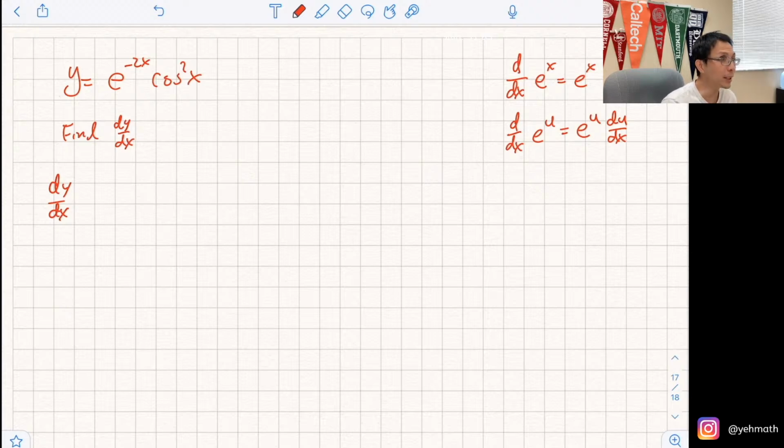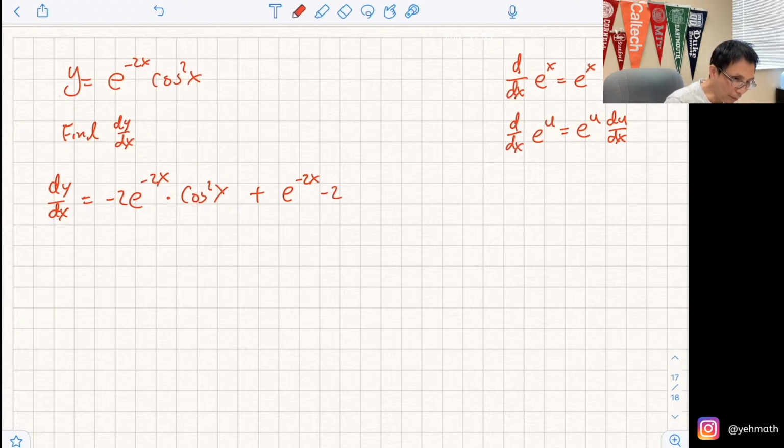Okay, so if I take dy dx, what kind of rule is involved here? Product, good. What else? Chain rule. So there's a product and chain. If I'm taking the derivative of just this part, e to the negative 2x, you should get negative 2 e to the negative 2x times cosine square of x, plus e to the negative 2x times the derivative of cosine square of x. What's the derivative of cosine square of x? Negative 2 sine of x times cosine of x.